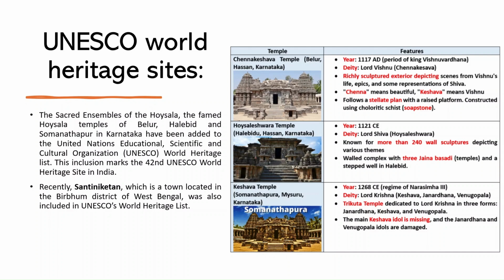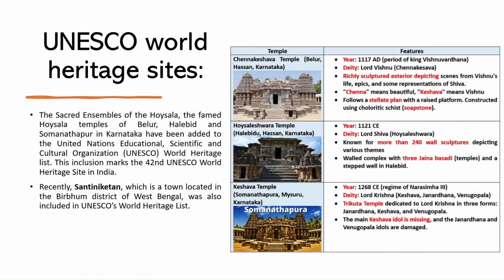Let's start with the Chennakeshava temple in Belur, Karnataka. It was constructed in 1117 AD during the reign of King Vishnuvardhana and is dedicated to Lord Vishnu. The temple boasts a richly sculptured exterior depicting scenes from Vishnu's life and also the representation of Shiva. Right, and it follows a stellate plan and is constructed using chloritic schist, which is commonly known as soapstone.